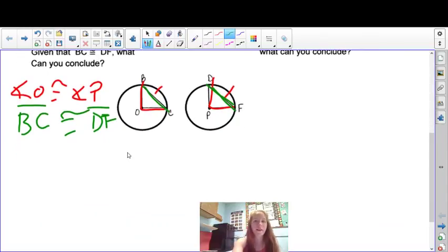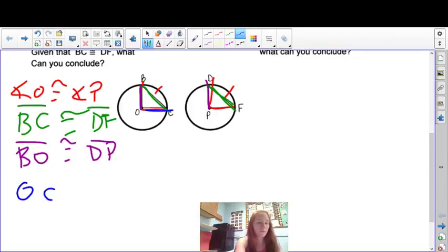Likewise, I can say that BO is congruent to DP, and OC is congruent to PF.